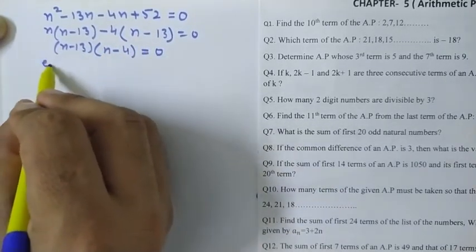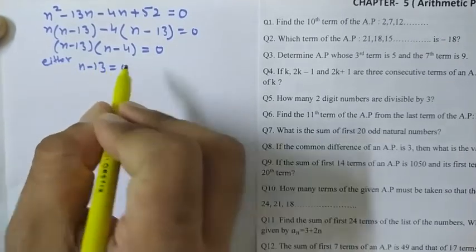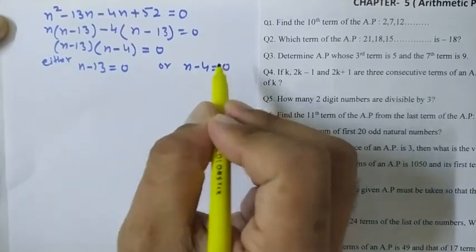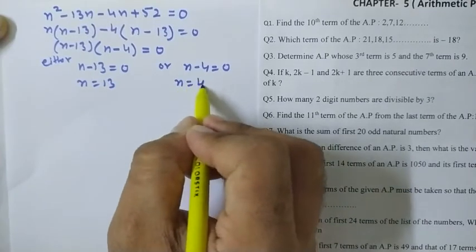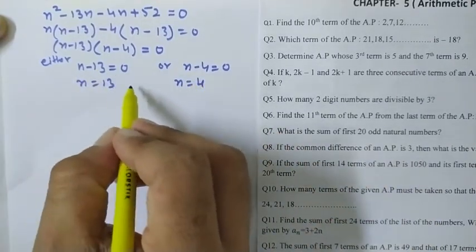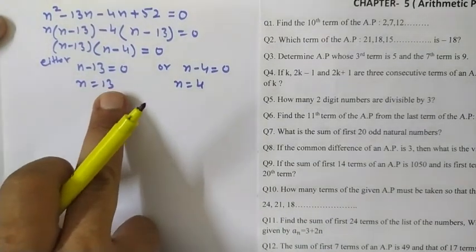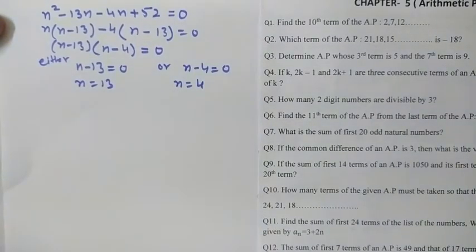So either the first one, that is n minus 13, is 0, or n minus 4 is 0. So from here you can say n is 13, and from here n is 4. So there are 13 terms and 4 terms needed to make the sum 78. So both answers are correct. So 13 and 4 is the answer.